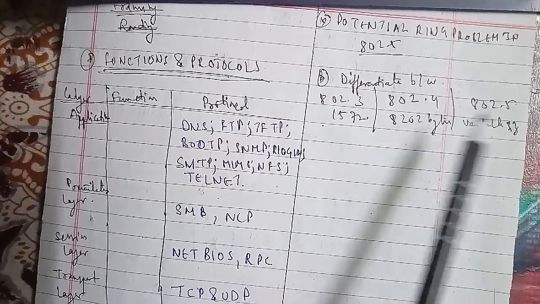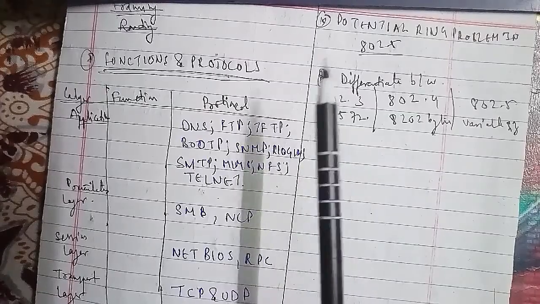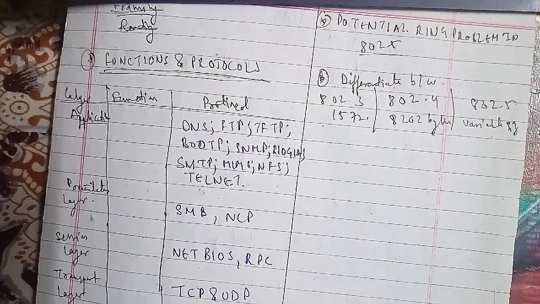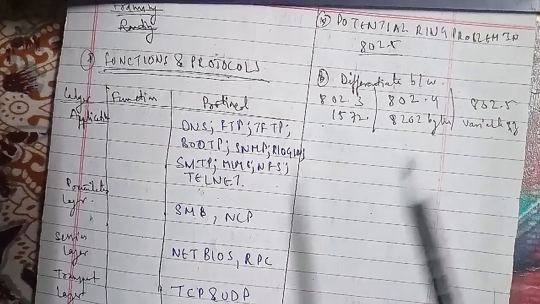802.11a provides up to 54 Mbps in the 5 gigahertz band, and it uses the orthogonal frequency division multiplexing encoding scheme. The next we have is 802.11b.